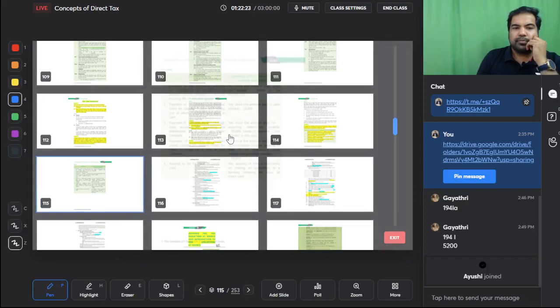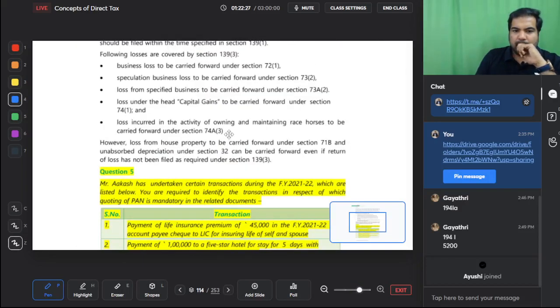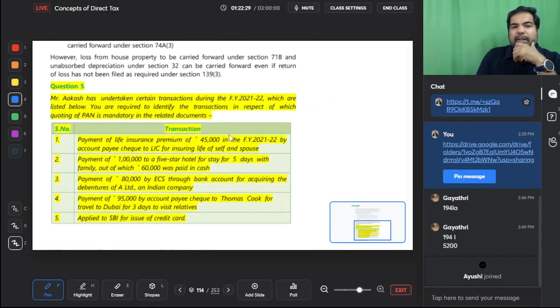Here we go. Going backwards. Mr. Akash has undertaken certain transactions during the year, which are listed below. You are required to identify the transaction in respect of which PAN is mandatory. Generally, any transaction more than 50,000 rupees needs to get your PAN. Immovable property purchase more than 10 lakhs. Motor vehicle, motor car, always.